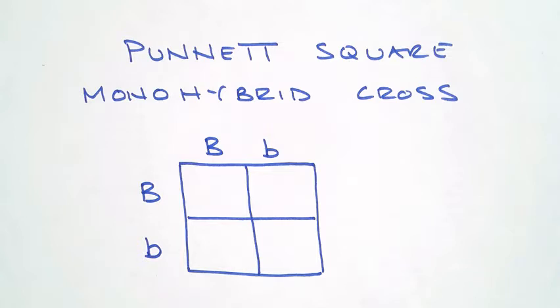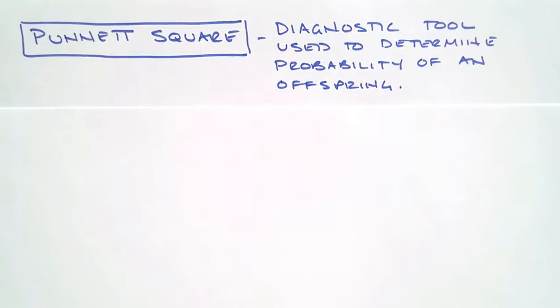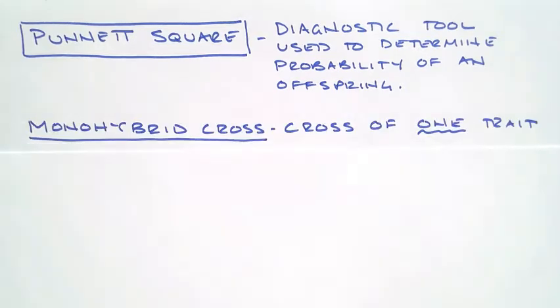Today we're going to learn about Punnett squares, and I recommend that you pause the video as you need to take notes in your notebook. Punnett squares are diagnostic tools, or a diagram used by biologists to determine the probability of an offspring having a particular genotype. So we're going to look at what's called a monohybrid cross.